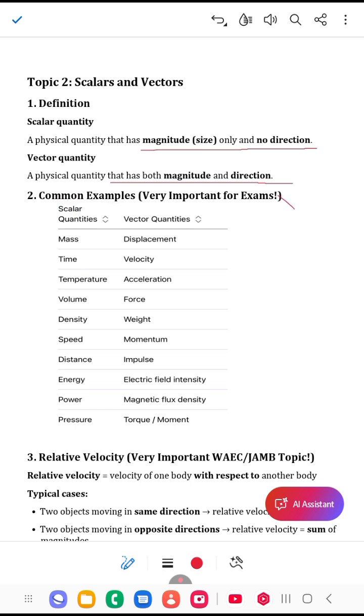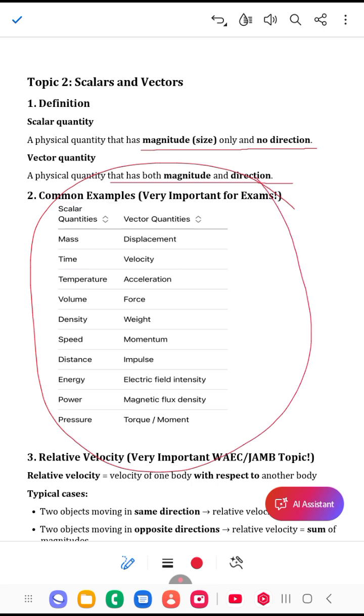Now let's look at some common examples of scalar and vector quantities. You have to know some of these things. In fact, it's even advisable to know all of them. Examples of scalar quantities: we have mass, time, temperature, volume, density, speed, distance, energy, power, pressure. While for vector quantities, we have displacement, velocity, acceleration, and the rest like that. You can pause the video and look at this table. It is very important for you to note it very well.